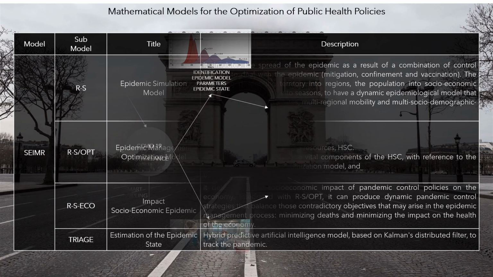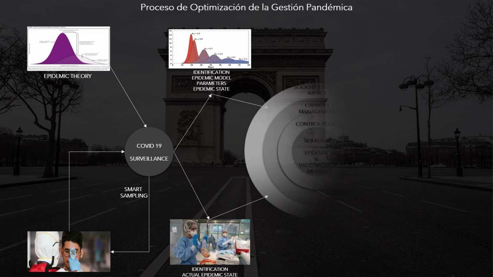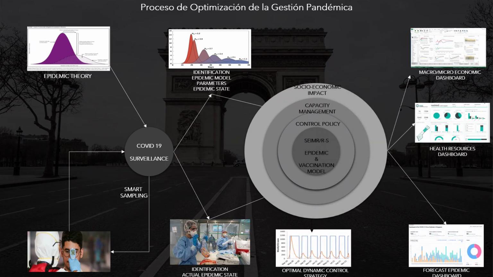The pandemic management optimization process involves research in the following areas: epidemic theory, smart sampling, and identification of epidemic model parameters and epidemic status, and mathematical models of optimization oriented to the control and management of the pandemic process.